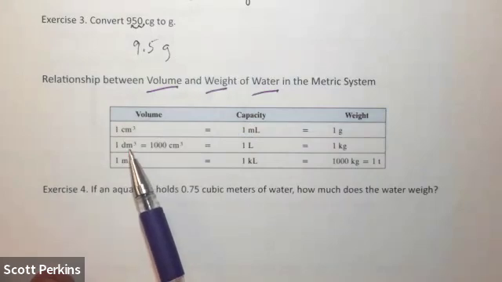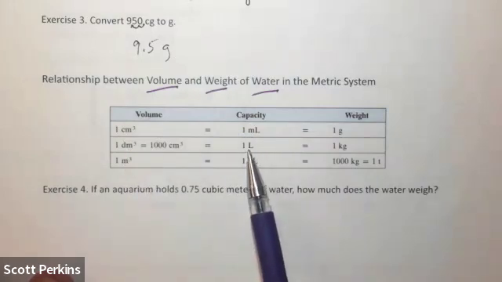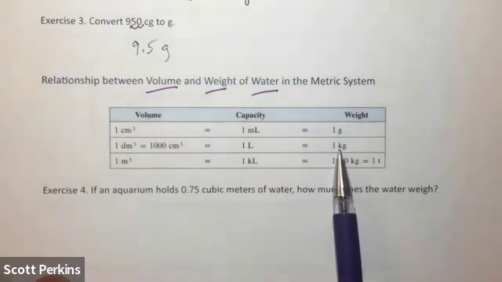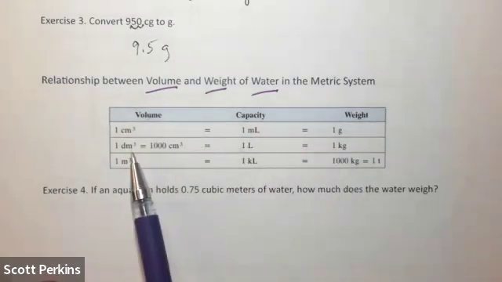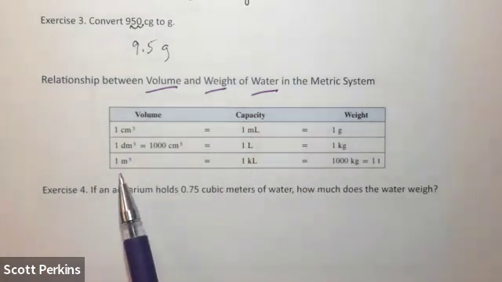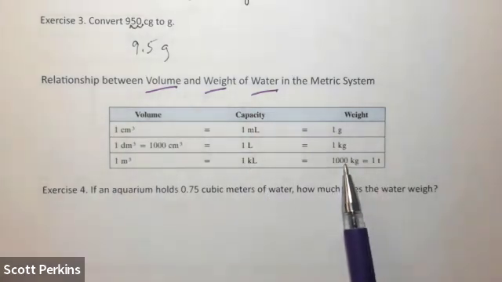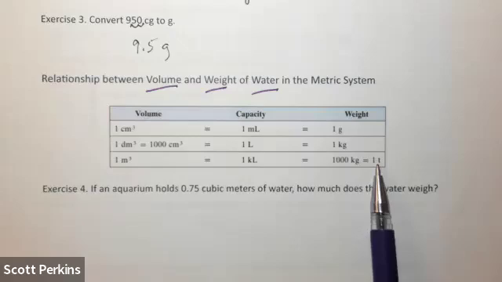1 decimeter cubed, which we know we've seen this conversion before, is 1 liter. That is equal to a kilogram of water. Again, notice all the ones. Very straightforward relationship. So 1 meter cubed, which again, we've seen this conversion, is a kiloliter. That is 1,000 kilograms, or 1 metric ton of water.